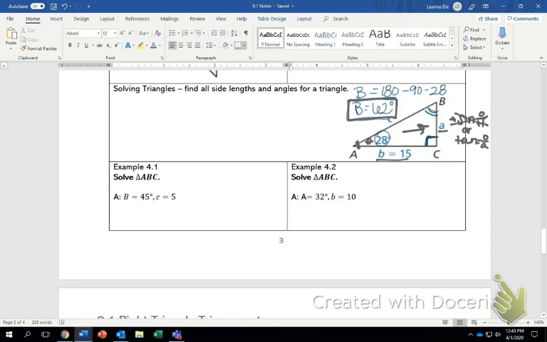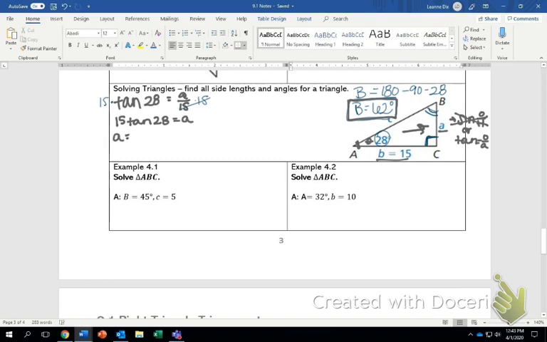But if I pick tangent, all right, then I don't know what my opposite is. It's going to be A. But I do know what my adjacent is. My adjacent is 15, and so now I only have one variable to worry about, and I can solve for that. So for this one, I'm going to multiply by 15 on both sides. All right, and by multiplying by 15 on both sides, I get rid of this fraction that's happening here. So it's going to say 15 times tangent of 28 is equal to A.